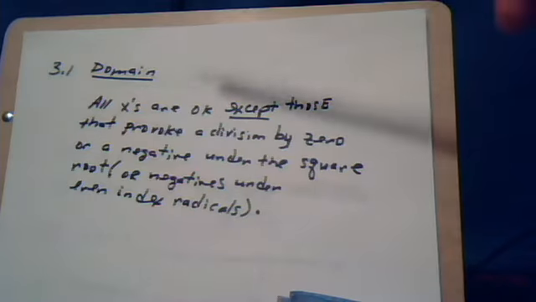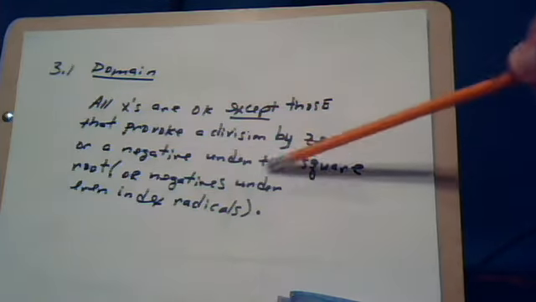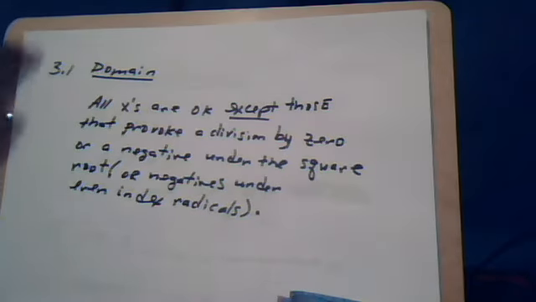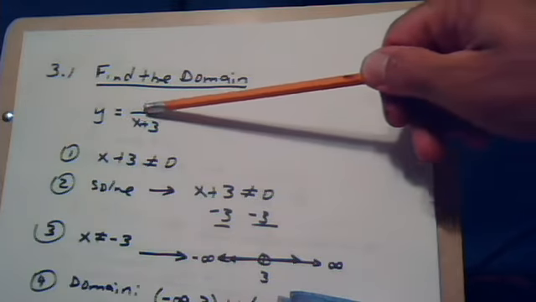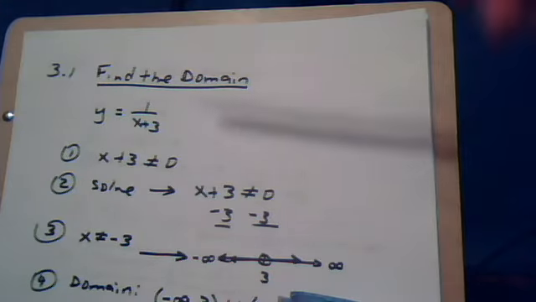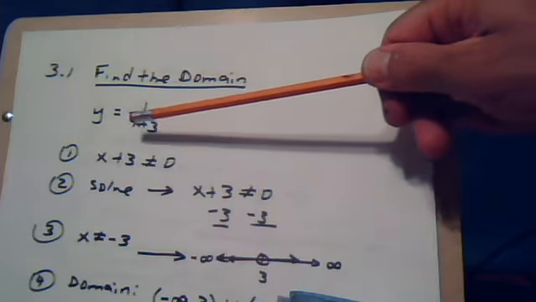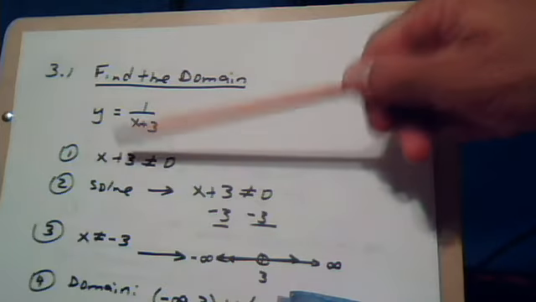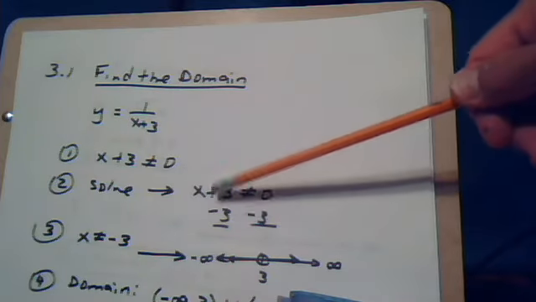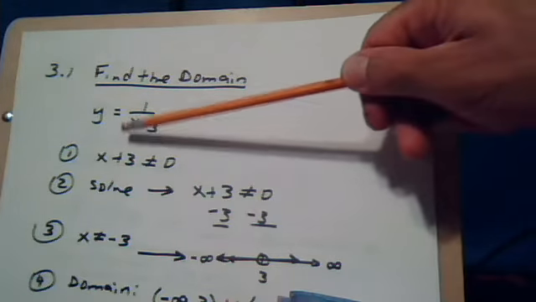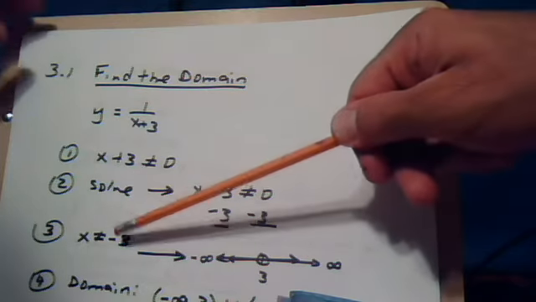Domain is a very important idea too. All x's are okay except those that provoke a division by 0 or a negative under the square root. So let's find the domain here. Notice we have a denominator. We want to make sure the denominator doesn't become a 0 if we give it a certain x. So we tell the denominator x plus 3, you cannot be equal to 0 because you can't divide by 0. Then solve for the x. And so this x can be everything but a negative 3, because if it was a negative 3, we will have a division by 0.